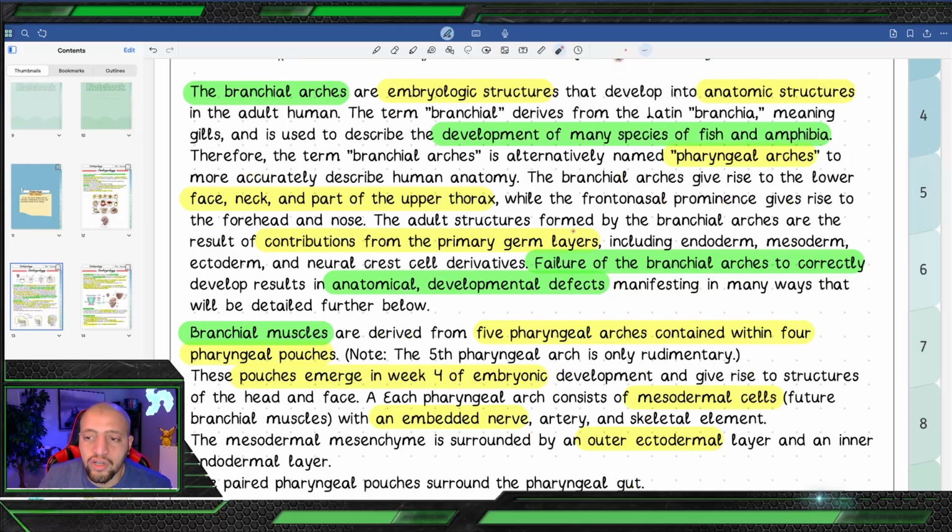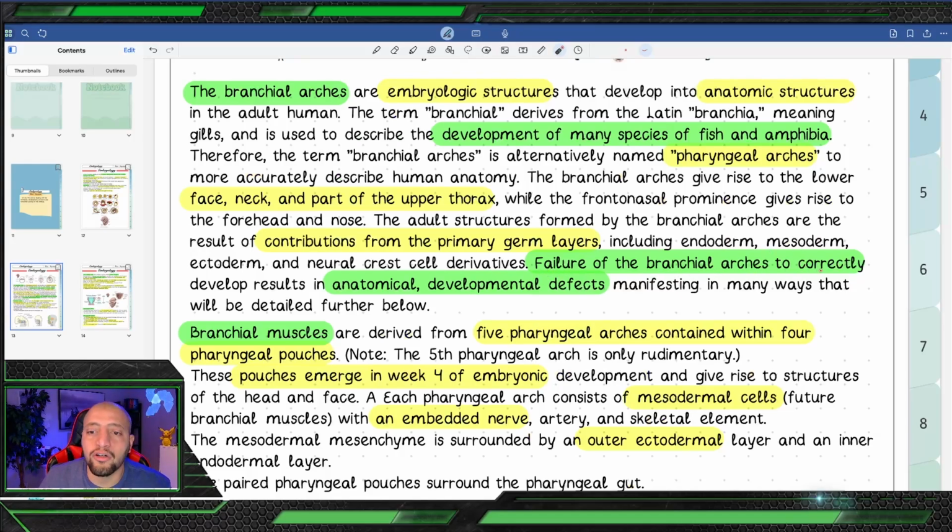The other structures formed by the branchial arch are the result of contributions from the primary germ layers, which are ectoderm, mesoderm, and endoderm, plus the neural crest derivatives. So these three come into action with the neural crest to give us some neural cells. These neural cells will give the sensation for all the structures coming from the ectoderm, mesoderm, and endoderm.